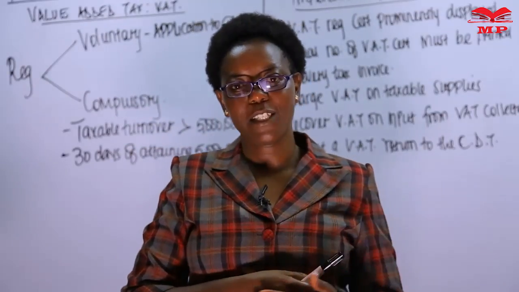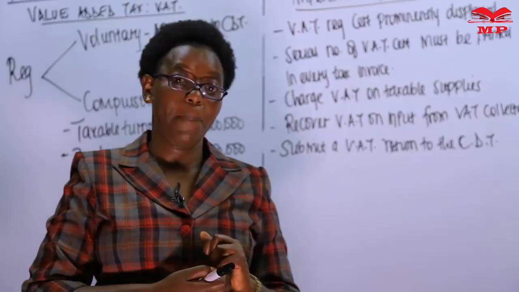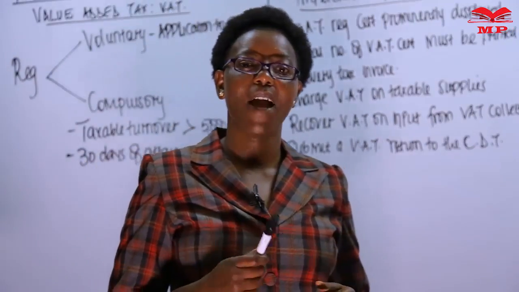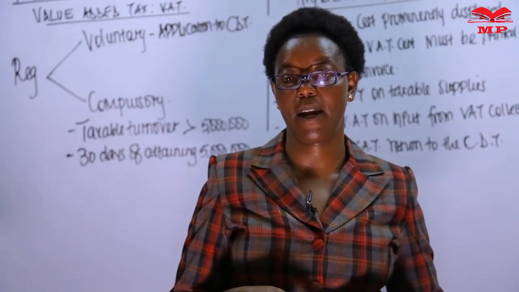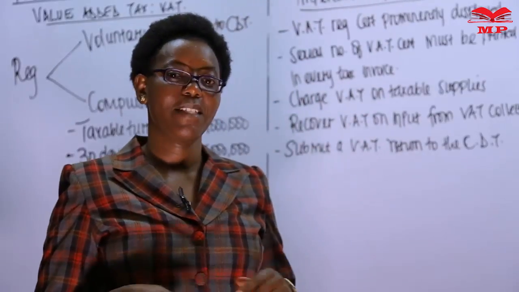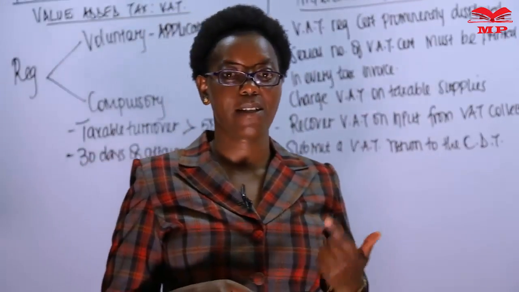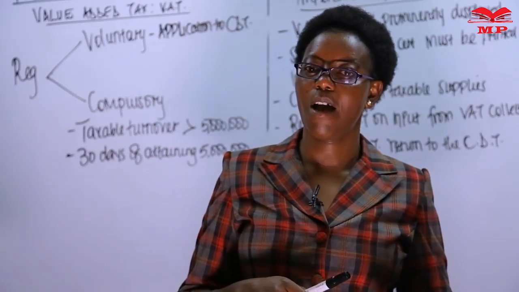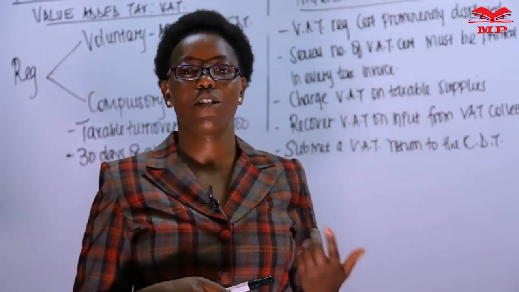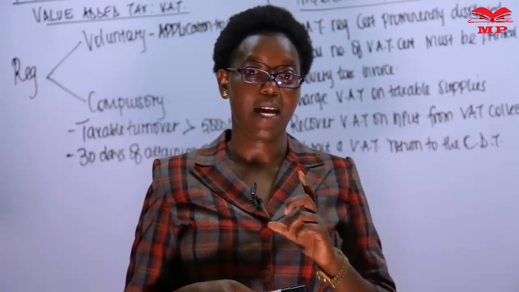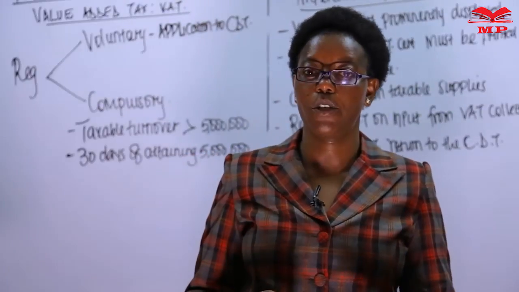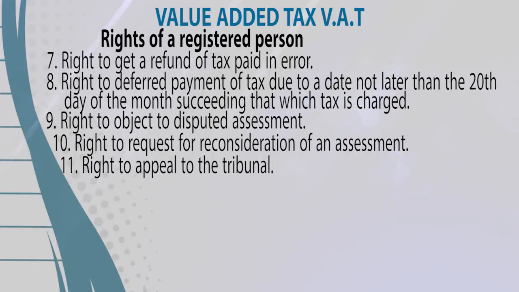Now, once as a taxpayer you get a PIN, that is a personal identification number, from KRA. The PIN certificate will show you your tax district. So anytime you have a tax-related issue, you're always going to quote that PIN, and the first point you approach is your tax district.